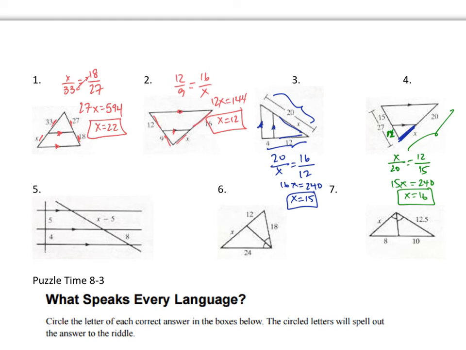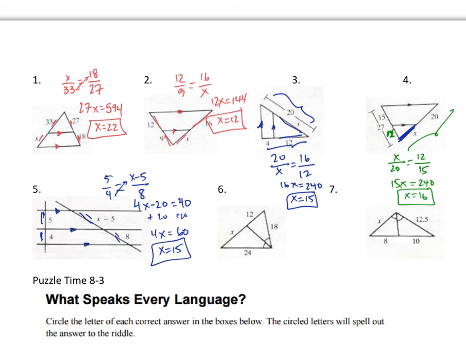Over here, here's my three parallel lines. So that means these parts are my segments that will be proportional. So over here, 5 to 4 will be proportional to x minus 5 to 8. And so this piece to this piece, that to that. So now I can cross multiply, and I will get 4x minus 20 when I distribute it equals 8 times 5, which is 40. So adding 20 to each side would give me 4x equals 60, so x would be 15. All right, now take a look at this next one.